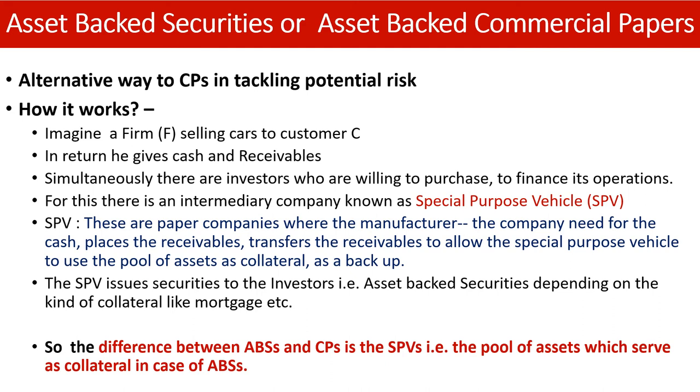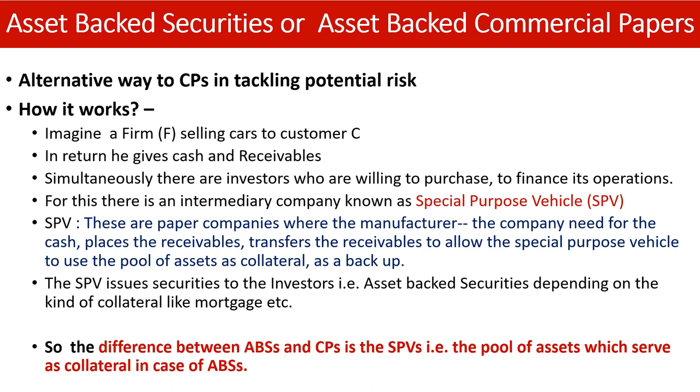What are asset-backed securities or asset-backed commercial papers? Now, as an alternative to commercial papers, in terms of tracking the potential risk associated with commercial paper, asset-backed securities come into the picture. How does it work? Again, take the similar example of the commercial paper market. There is a firm F which is selling cars to the consumer C. In return, he gives cash and receivables. What happens simultaneously is that there are investors who are willing to purchase, to finance its operations.